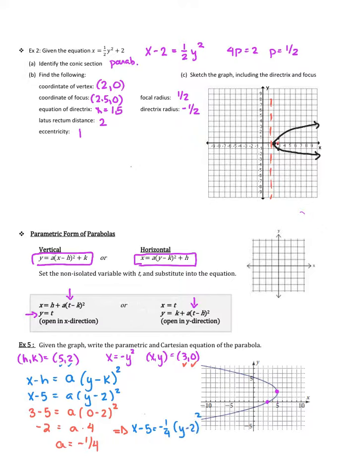And if I wanted the parametric form of that, I would write x equals, I can move the 5 over, 5 minus 1/4, y is going to get replaced with t, and then I specify that y is now t. And that's it. You're done.